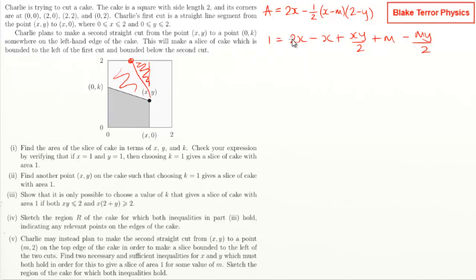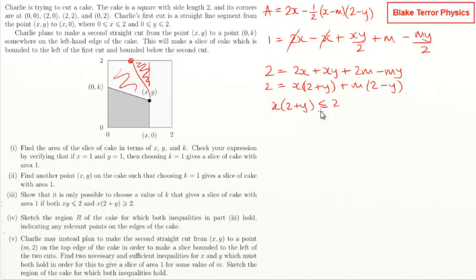So we can do some factorising here. Well, that x cancels with that x. Multiply everything by 2 would seem like a good idea. So 2 equals 2x plus xy plus 2m minus my. So 2 is equal to x times (2 plus y) plus m times (2 minus y). So that means we must have, if we're doing the same thing as we had before, that x times (2 plus y) has got to be less than or equal to 2.